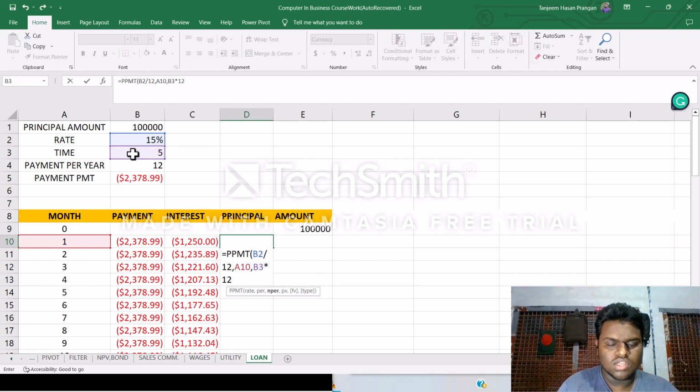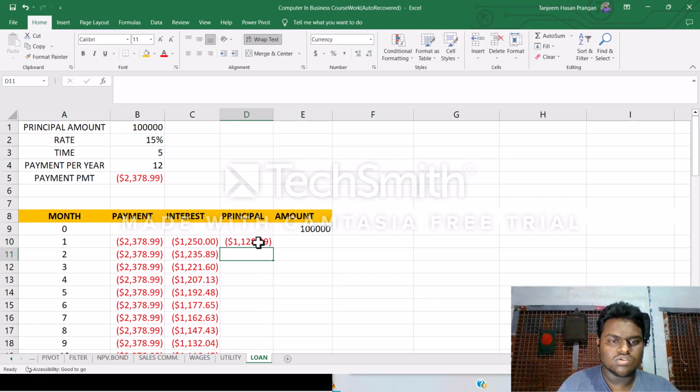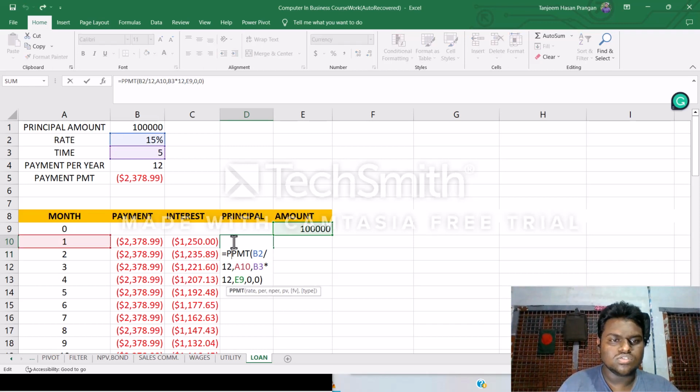multiplying by 12. Then present value, which is this, and the future value, which is 0, and then 0 again for the end of the period. Then we're closing the brackets. So yes, this is the principal amount, and now we are going to freeze this as well.